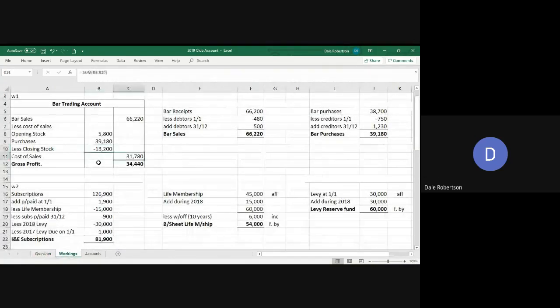That gives you the cost of sales, and that gives you your gross profit, and that gross profit is going to be an income in your income and expenditure account. And quite decent marks for that.